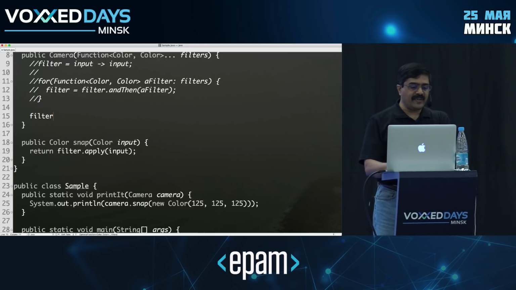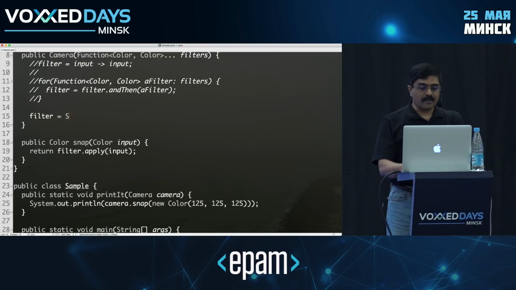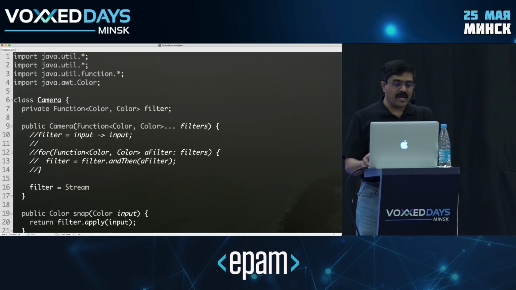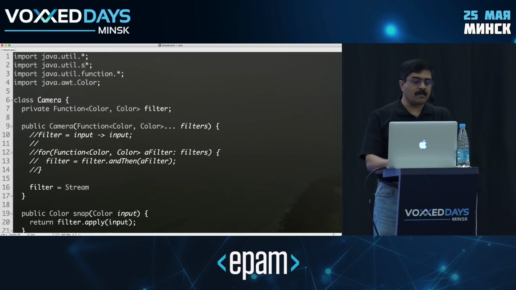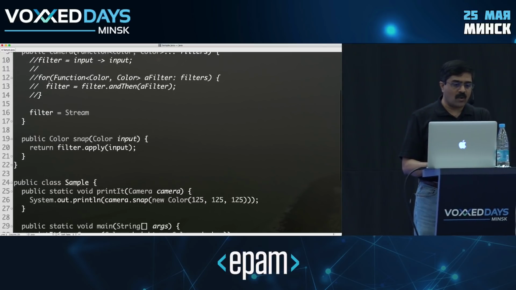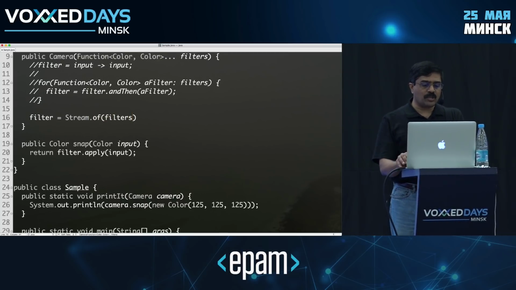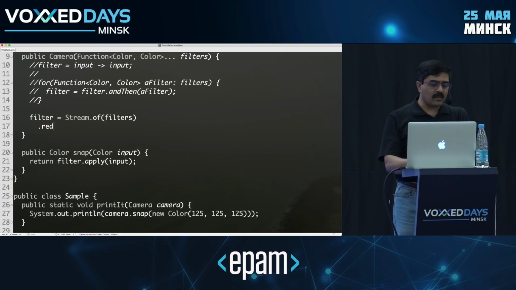I'm going to say filter is equal to, I'm going to say stream. First of all, let's bring in the stream. So we'll say stream right here. So this is going to become a stream dot. So stream, this code right here, will say stream dot of. And what is this? This is going to be filters that we bring in. Then I say reduce. And the first thing is, given an input, return an input.